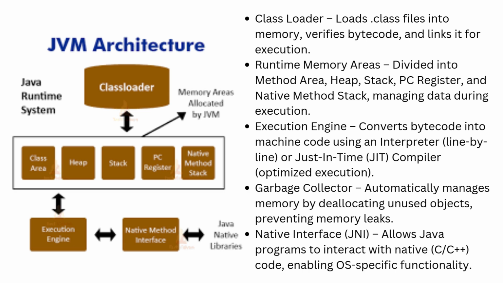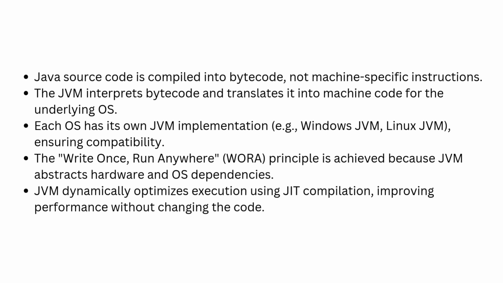Now, JVM enables us to overcome the drawback of previous steps, which is OS platform-dependent code. In Java, the source code is compiled into bytecode, not machine-specific instructions. JVM interprets the bytecode and translates it into machine code for the underlying OS. Each OS has its own JVM implementation, ensuring compatibility. JVM follows the principle of write once, run anywhere, achieved because JVM abstracts the hardware and OS dependencies. JVM dynamically optimizes execution using JIT compilation, improving performance without changing the code.